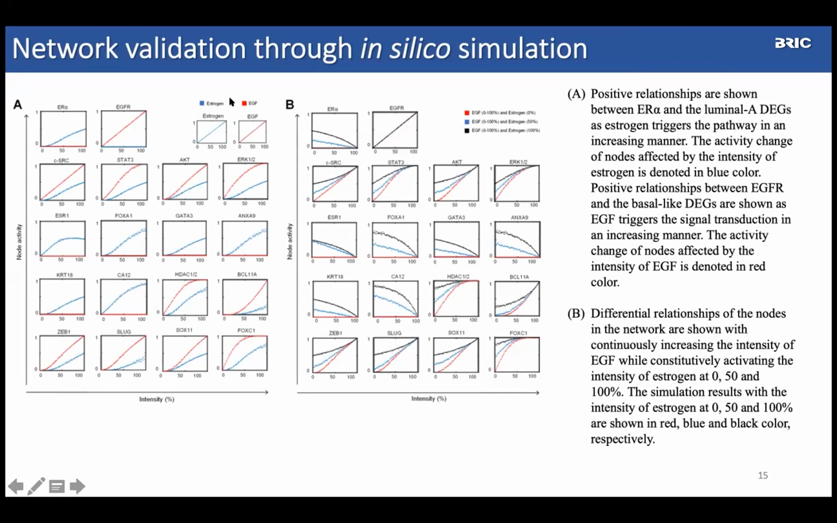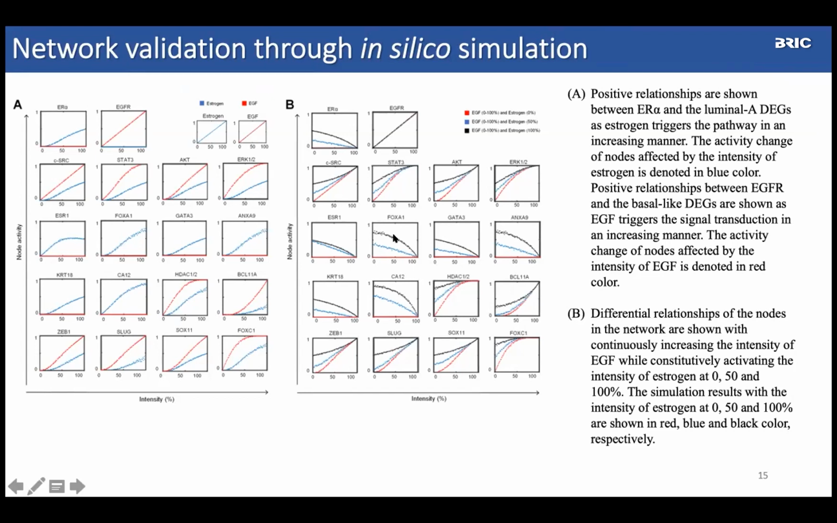So we mimicked the situation where, if we increase the intensity of estrogen here, it's going to bind to the ER here, and then it's going to activate the downstream molecules. And the same for EGF: when we increase the intensity of EGF from 0 to 100%, EGF and its downstream molecules are increasing their activity according to the ligands that they are binding to. So we can see from this panel that it's working properly.